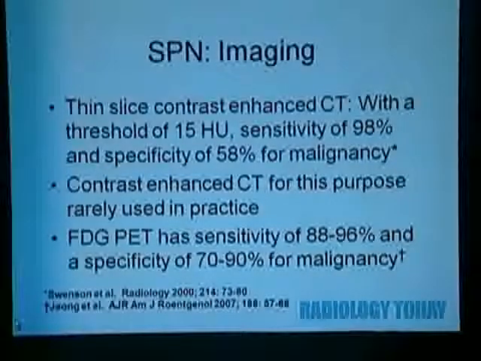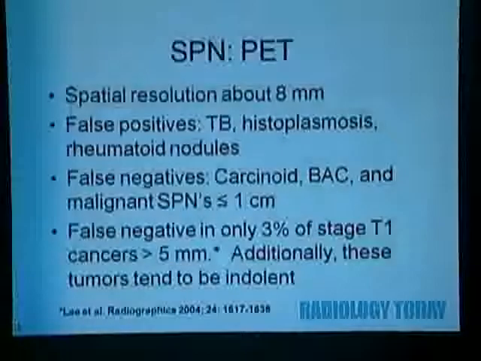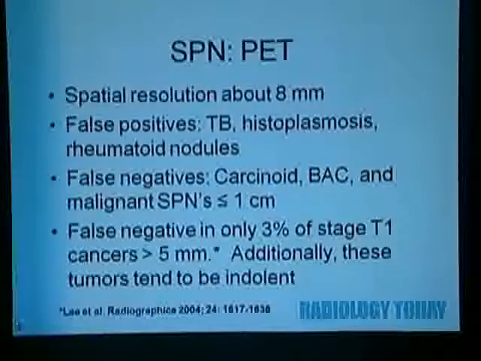Now, on the other hand, FDG PET has a sensitivity of 88 to 96% and a specificity of up to 90% for malignancy, also depending on which study you read. Here's an example. Fused images of a solitary pulmonary nodule which was detected shows that it's markedly hypermetabolic, and this is lung cancer. Now, things to know about PET imaging, and again, Dr. Haugen may be getting into this in a little bit more detail.